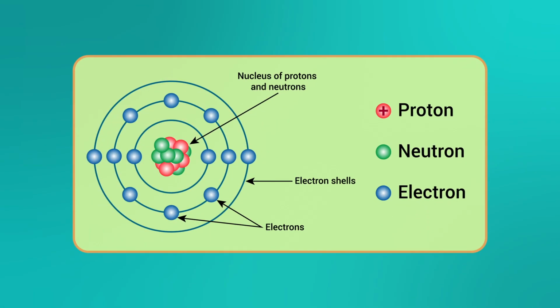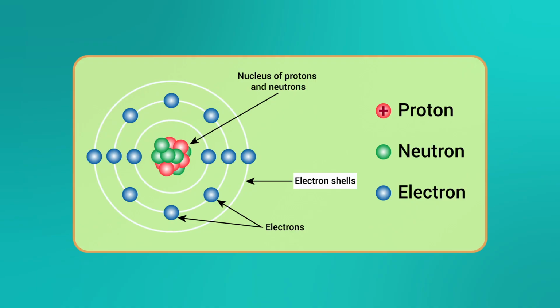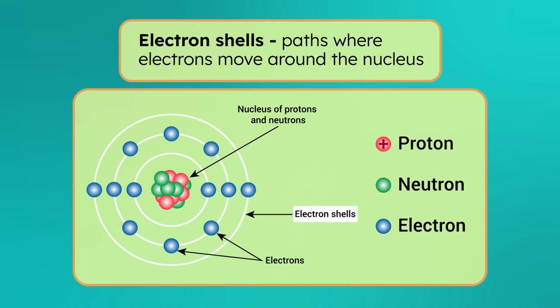To understand how this newly discovered atom behaves, we first need to understand how electrons are arranged. Electrons don't just float randomly. They stay in specific layers around the nucleus called electron shells. These shells are like paths where electrons move. The first shell is closest to the nucleus, and each new shell is further away from it.